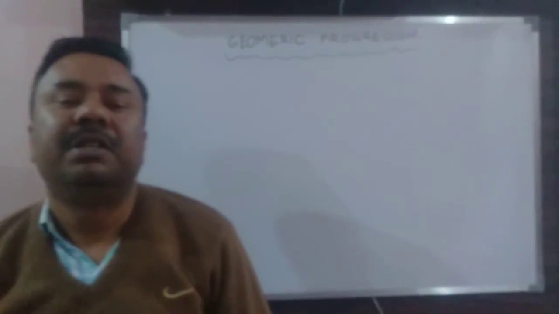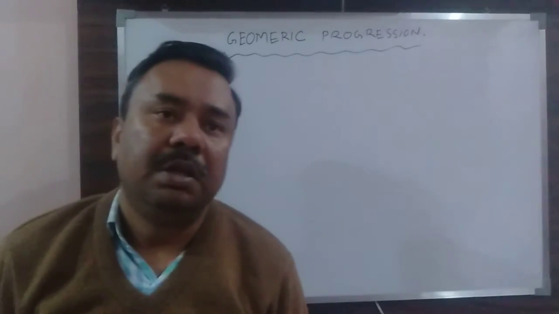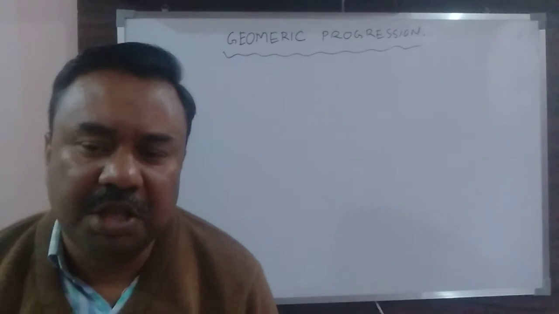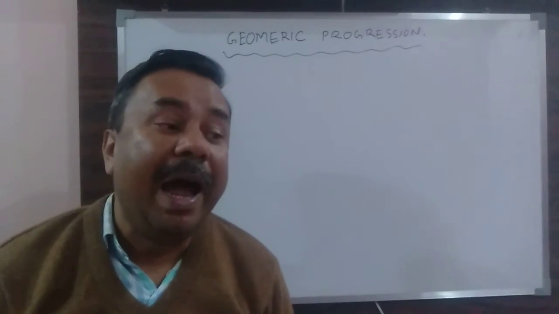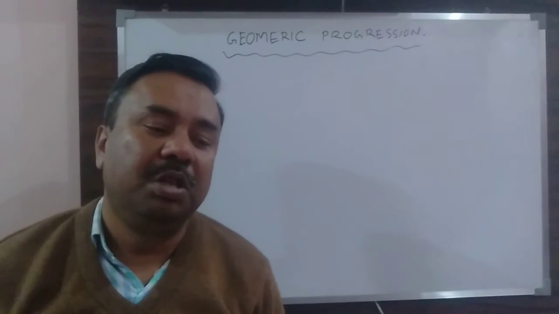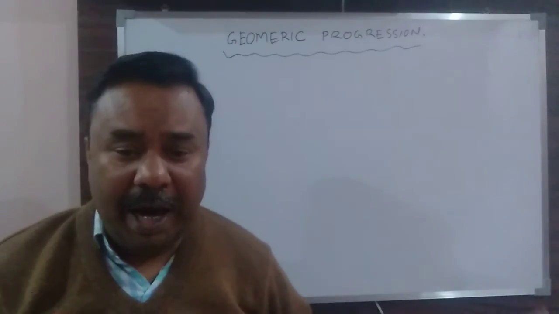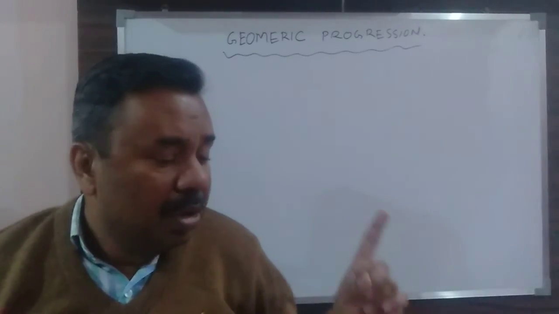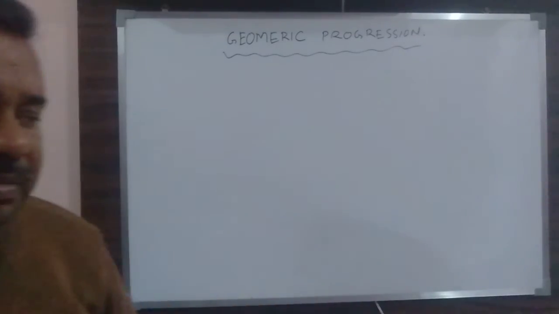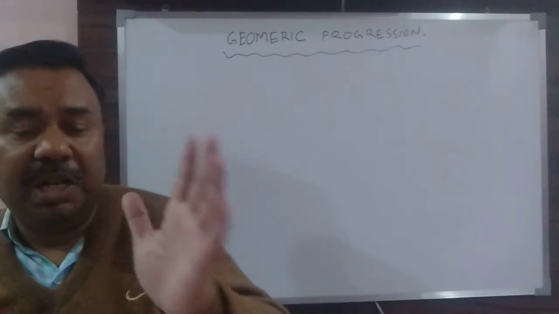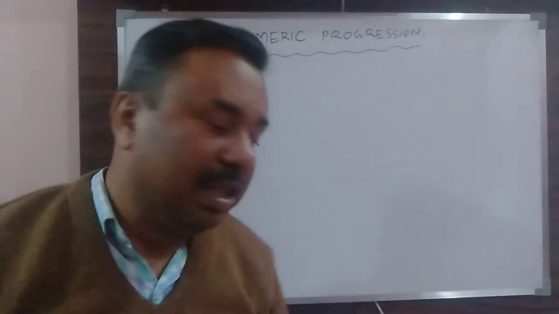In arithmetic progression, you have seen that each term in a sequence we were getting by adding one fixed number, and that number was called the common difference. Because it was arithmetic progression, we were adding. Now since this is a geometric progression, we are multiplying by the same number.